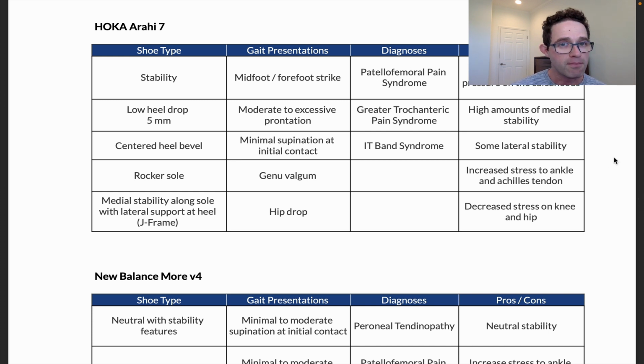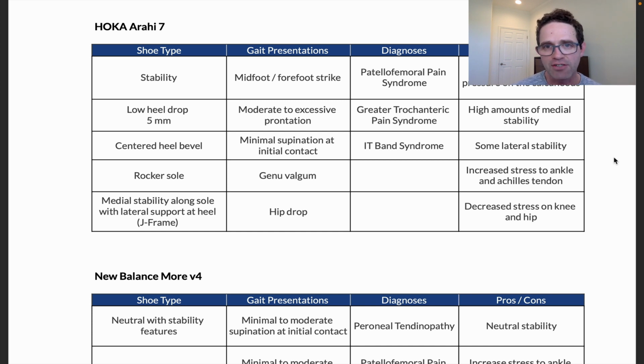Gait presentations, mid and forefoot strike, especially with that 5 millimeter heel drop. We're also going to see some moderate to excessive pronation because these are stability shoes, even though they're going to be more midfoot or forefoot strikers that are going to benefit from this. Again, we want to make sure that they have enough strength, but this can help to give us some stability and to counteract some of the tendency to pronate and supinate. Also, genu valgum and hip drop are going to be suitable for this.